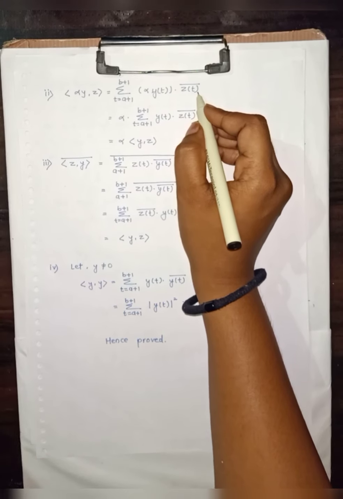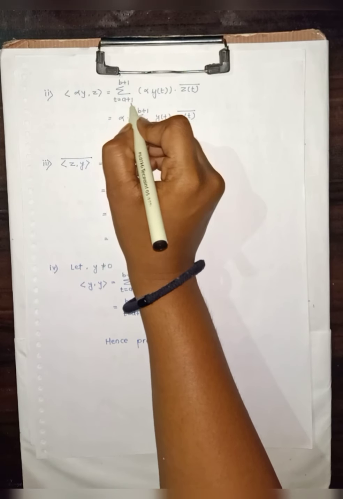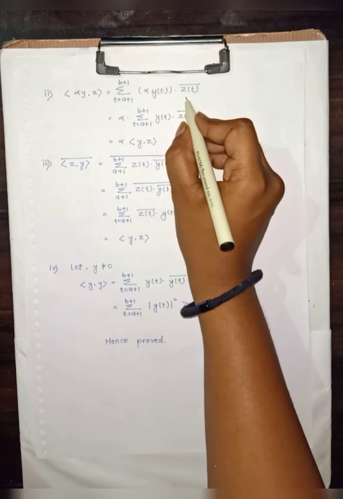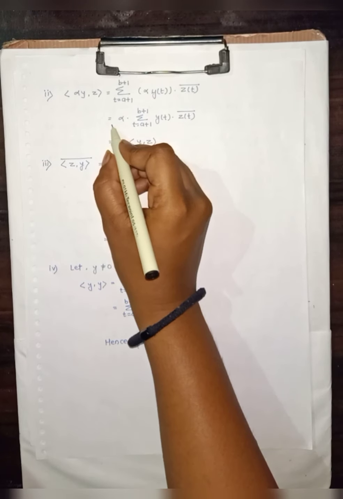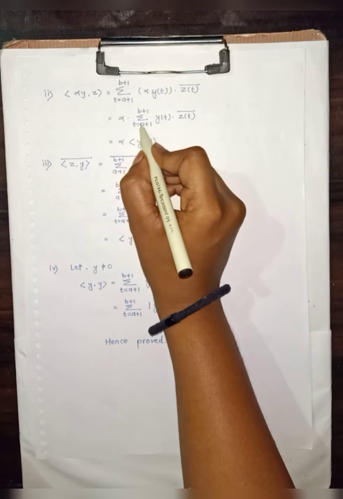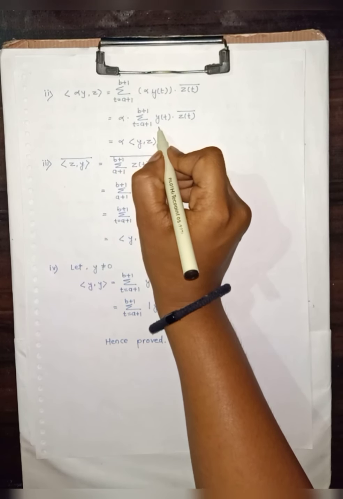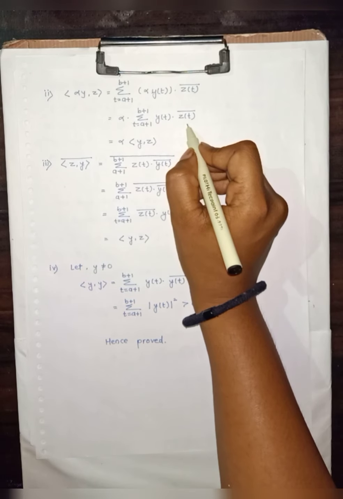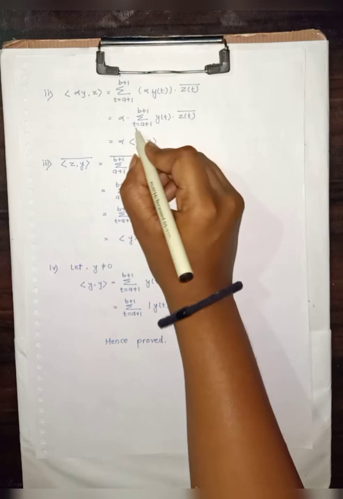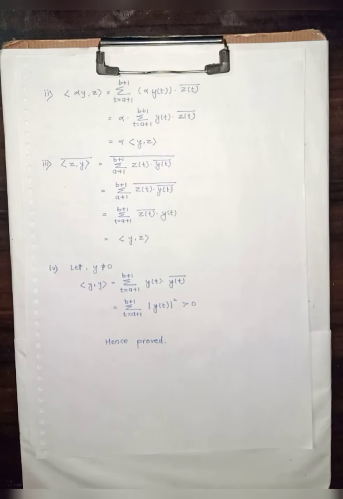Here y is a function of t and z is a function of t on the complex. So summation from t equals a plus 1 to b plus 1 of alpha y of t into conjugate of z of t equals, we have taken alpha out, therefore alpha into summation from t equals a plus 1 to b plus 1 y of t into conjugate of z of t. Again alpha is out and we can write it like the inner product of y and z. The second property is also proved.